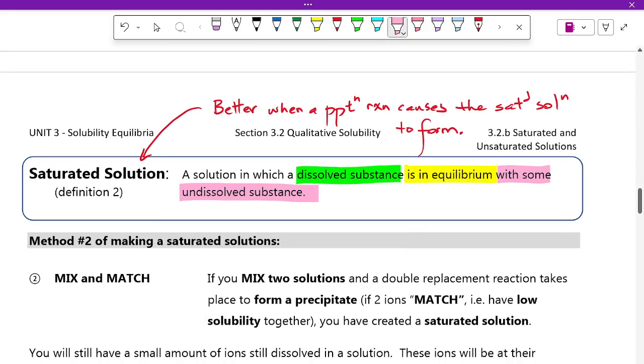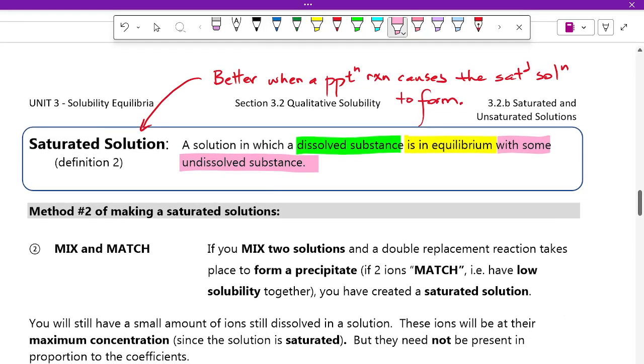And we can have that happen without, say, dumping calcium fluoride into the thing. We could dump in calcium nitrate and sodium fluoride, and make a solution that is saturated in calcium fluoride without actually putting calcium fluoride into solution. So this is method 2 of making saturated solutions, and I call it the mix and match method. Again, this is not an official term.